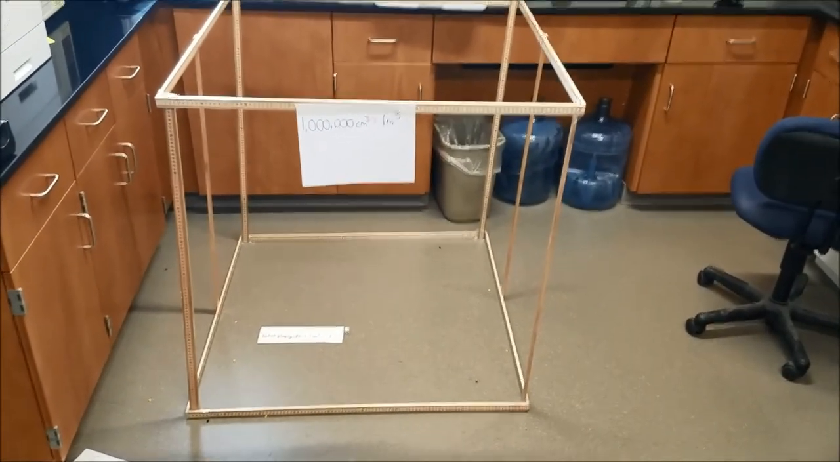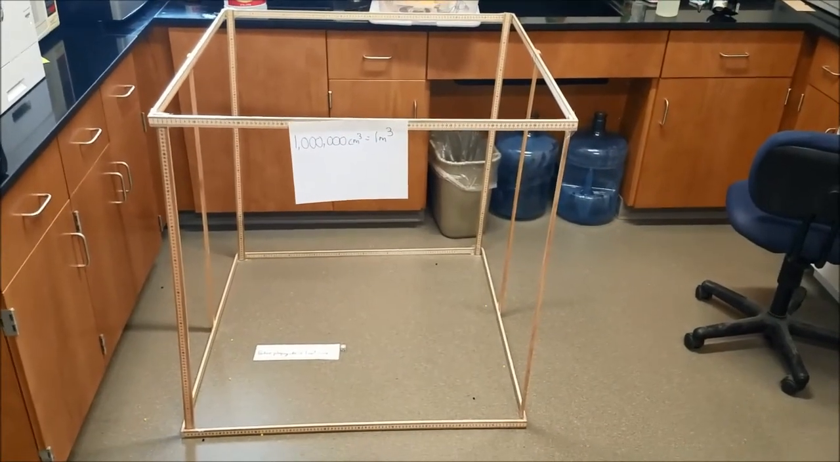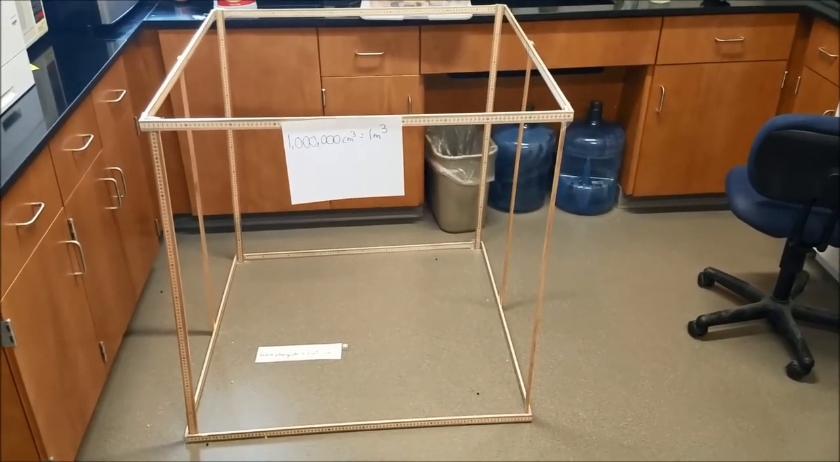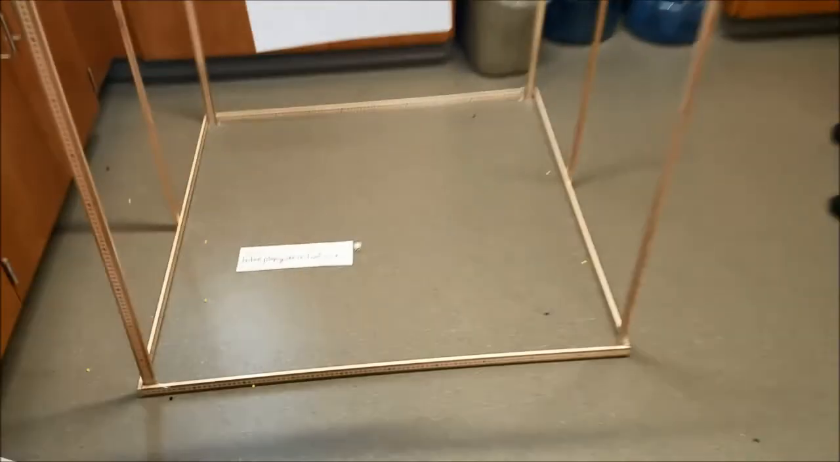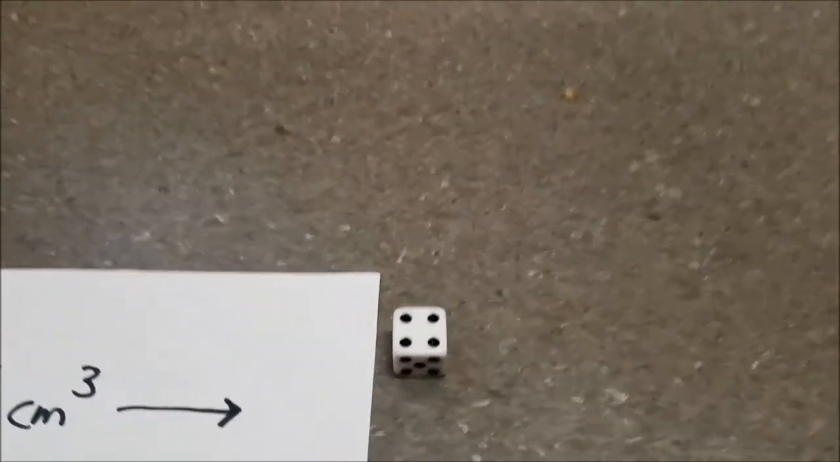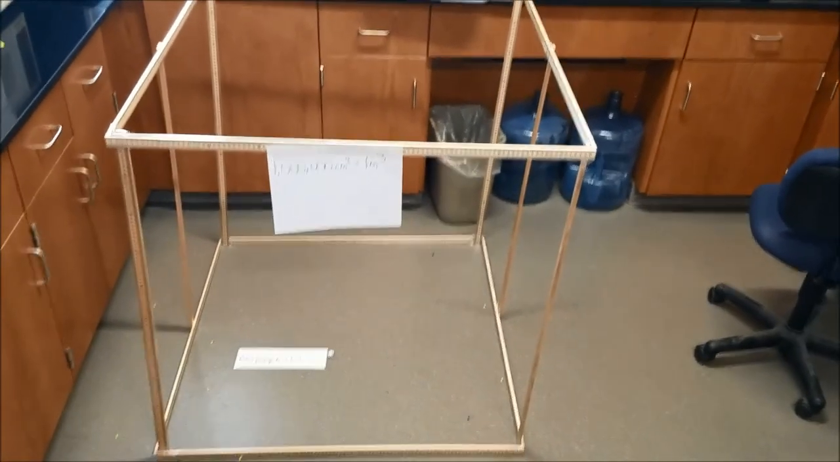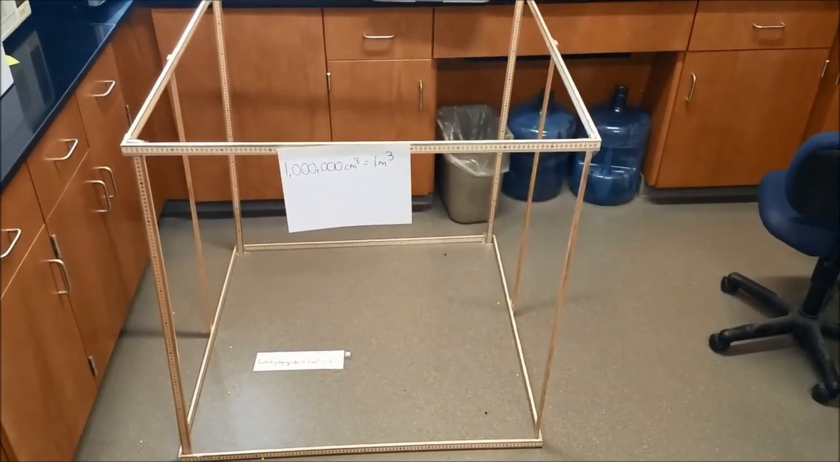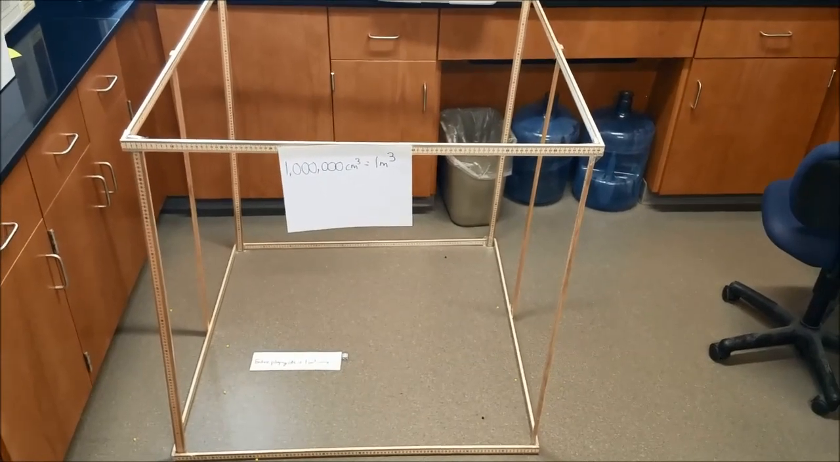So again, what I want you to take away from this, 100 centimeters cubed is not equal to 1 meter cubed. 1 centimeter cubed is this little die. 1 meter cubed is this giant box. It's going to take 1,000,000 centimeters cubed to be equal to 1 meter cubed.